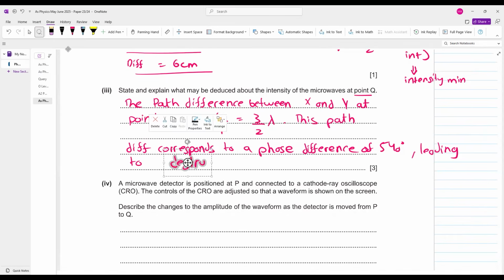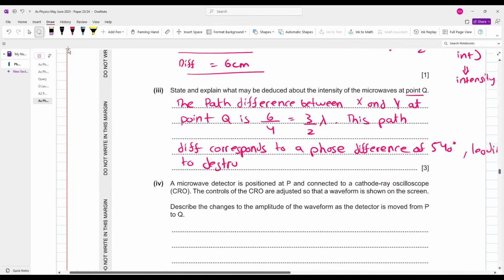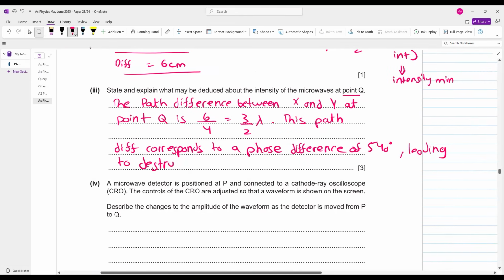लास्ट स्टेटमेंट क्या आएगा? आपने ये बता दिया कि डिस्ट्रक्टिव इंटरफेरेंस होगी, उसके बाद लास्ट स्टेटमेंट बच्चे क्या आएगा? एक सेकंड, इसको डिस्ट्रक्टिव इंटरफेरेंस कर दें आप. ओके. Hence, the intensity at Q is minimum. Okay, chalo, let's move ahead.